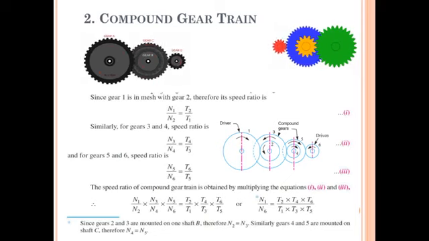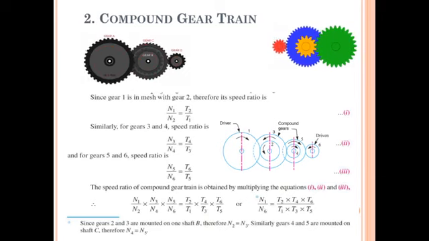Now, if you want to find out the velocity ratio for this compound gear train, first find out the velocity ratio between gear A and B. Velocity ratio is found between the two gears which are in mesh. A gear is in mesh with B, therefore I will call A the first gear, B the second gear, C the third and D the fourth.